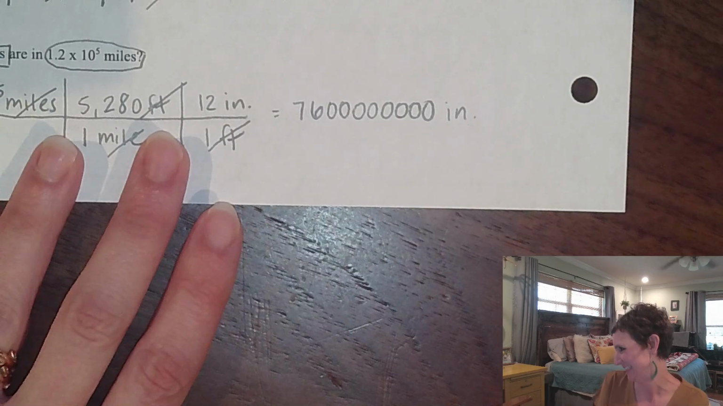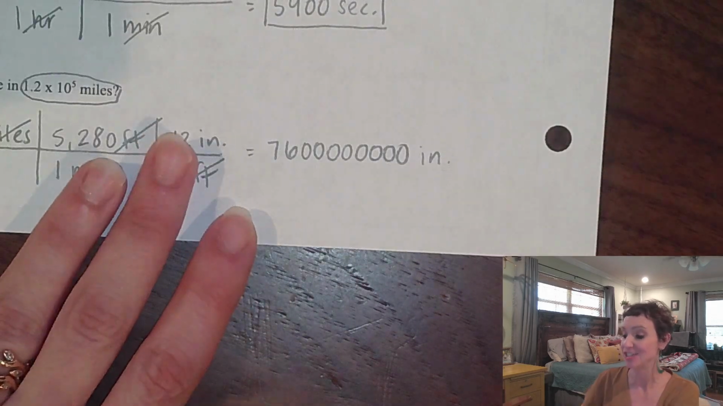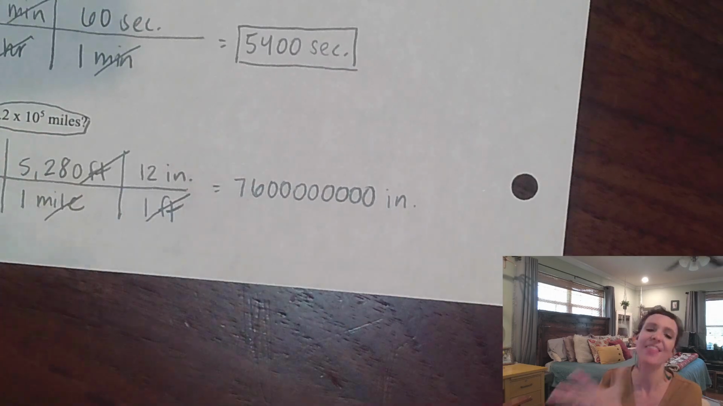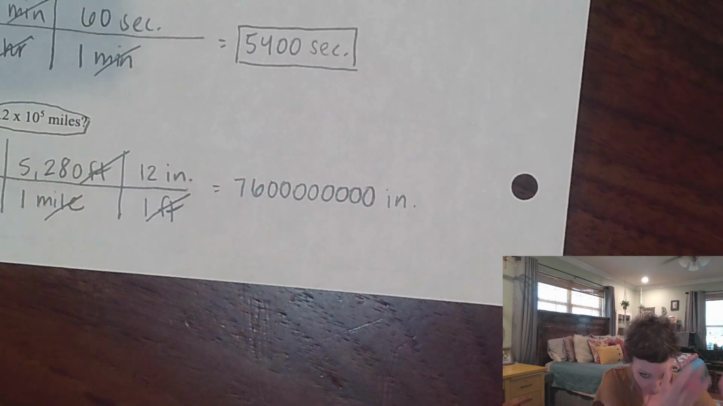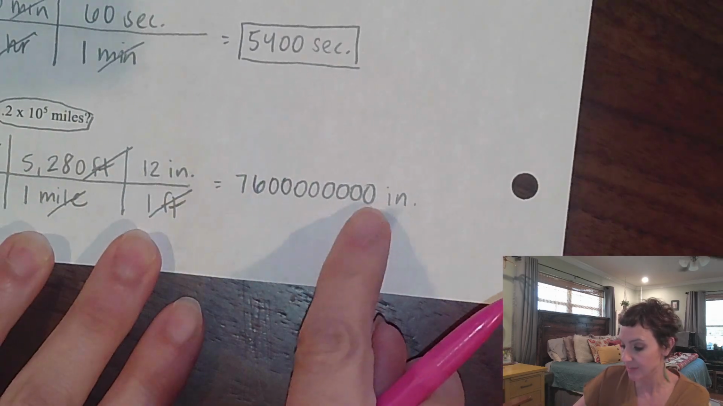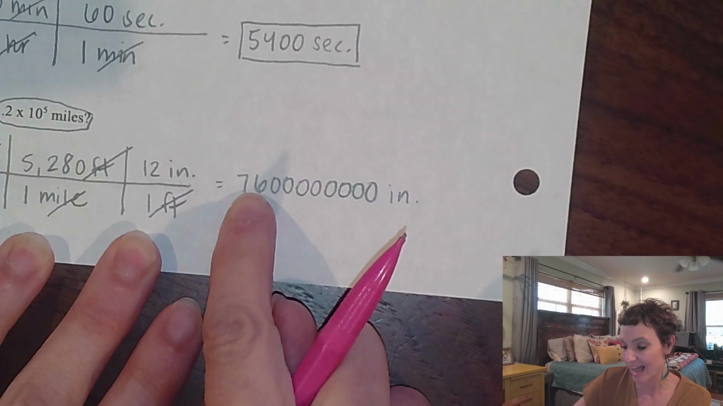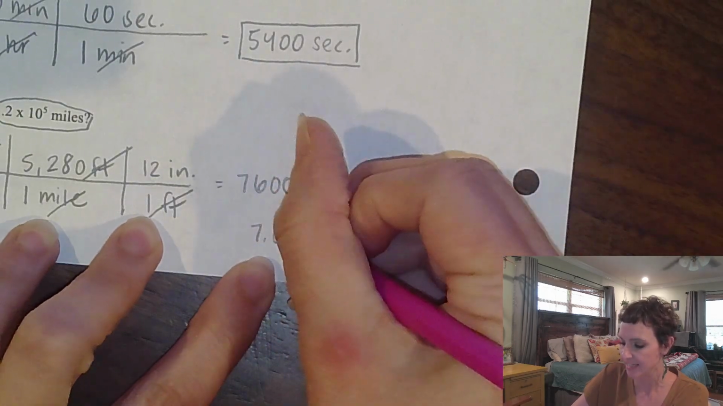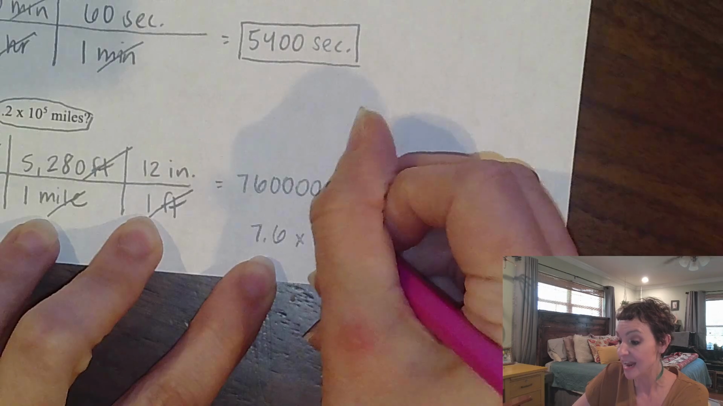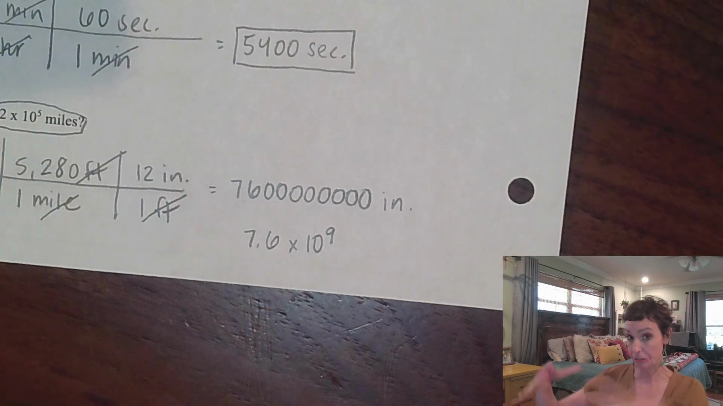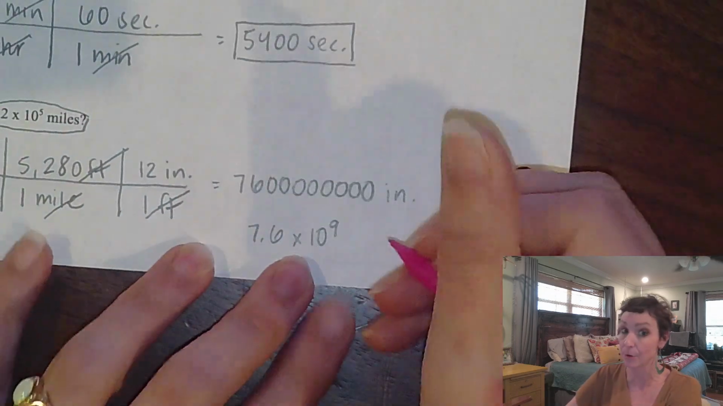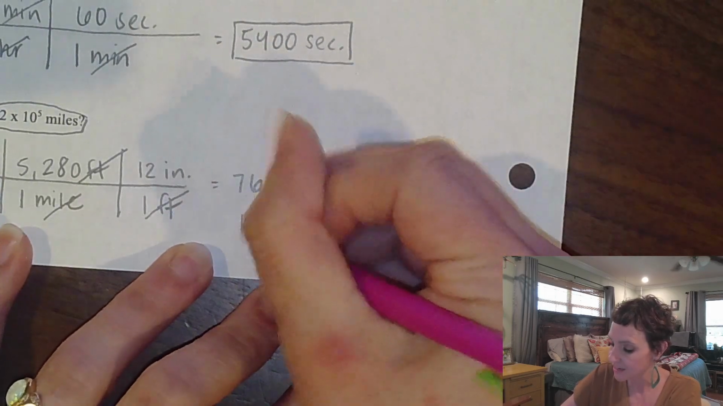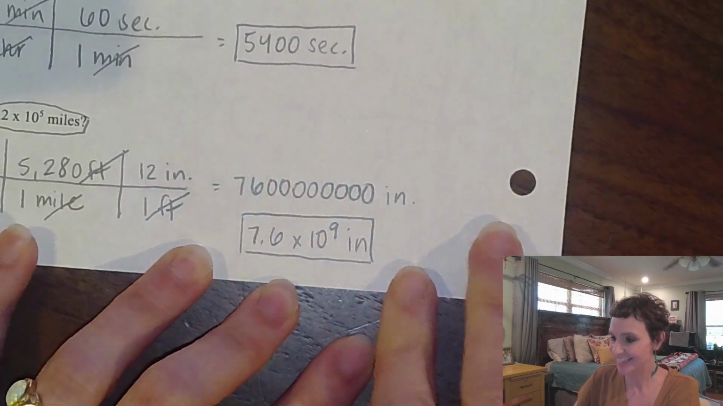Remember, scientific notation has you manipulate the decimal to where it's right behind the first digit, and then represents a times 10 to however many places you had to move the decimal. If I were to move it back to behind that 7, I would have to move the decimal 9 times. So I could represent this as 7.6 times 10 to the 9th, and that's a positive 9 because this is a giant number, not an itty bitty teeny tiny number requiring a negative exponent. The units for this are inches. So that's a potential answer.